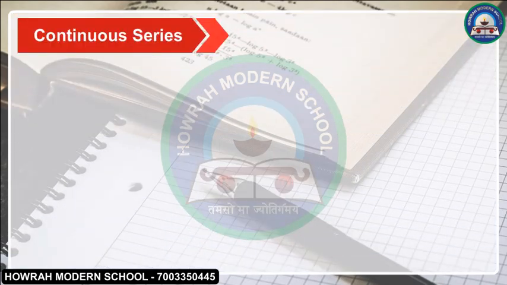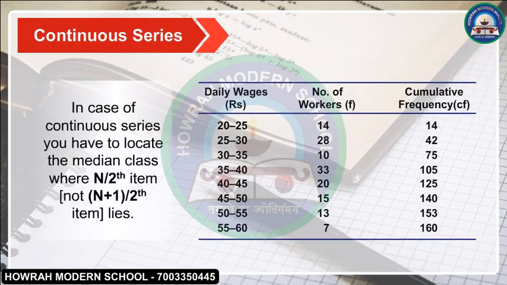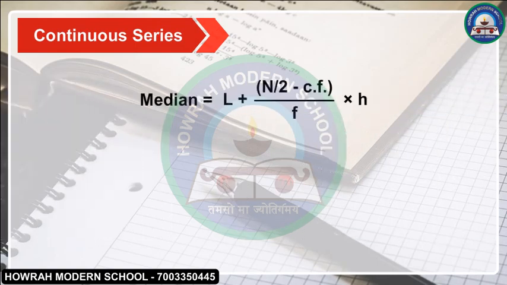Continuous series. In case of continuous series, you have to locate the median class where the n upon 2 th item, not (n plus 1) upon 2 th item, lies. The median can then be obtained as follows.